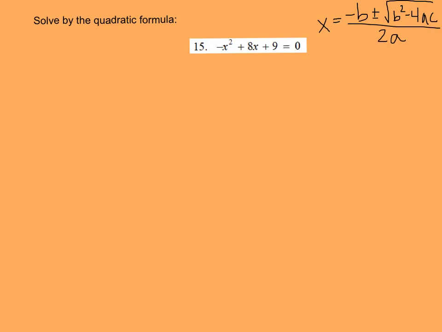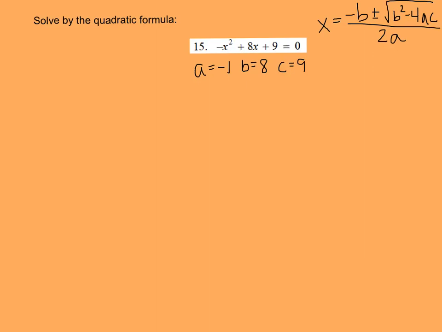So you have to remember that formula for tomorrow's test. Got to have it down, got to be able to use it. So once we have that, we need to know what we're plugging in for A, B, and C. So looking at our particular problem, we're going to identify those. So here, A equals negative 1, B equals 8, and C equals 9.